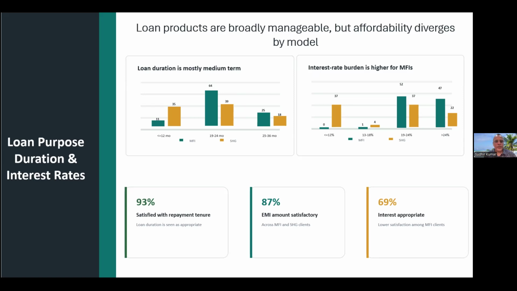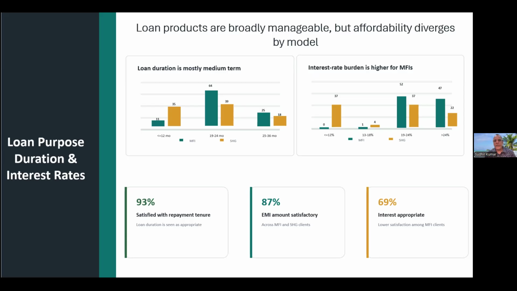This slide, here we are talking about the loan purpose, duration, and interest rate. So largely, loan purposes have been more of a livelihood and productive nature. Loan durations are medium, from 12 months. The maximum is 19 to 24, and some loans go beyond 2 years, 2-3 years. So the maximum loans are up to 2 years in MFIs. In SHGs, maximum loans are up to 12 months, 35%, and then 39% up to 24 months.